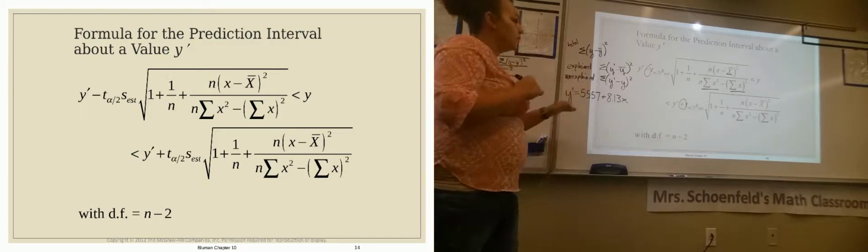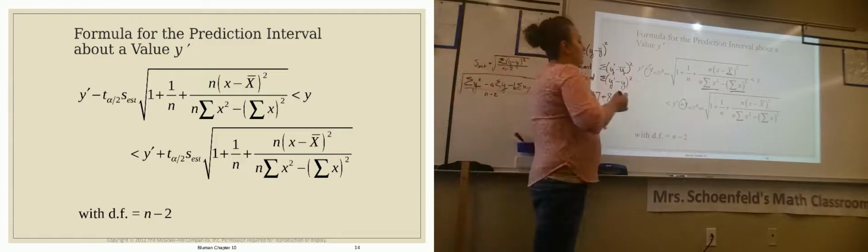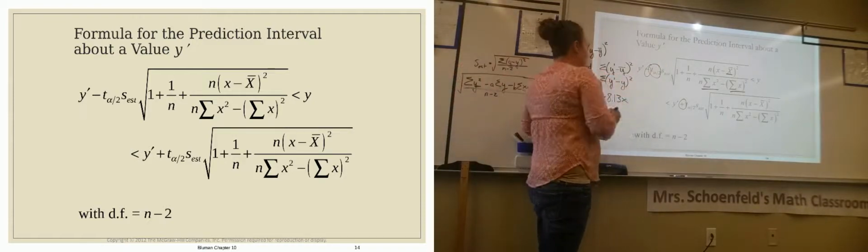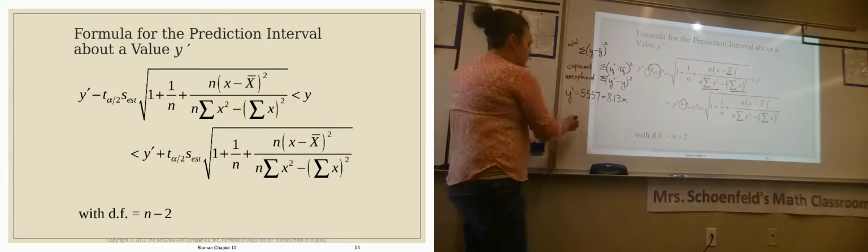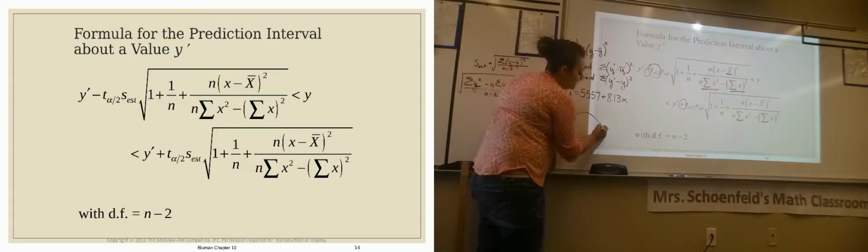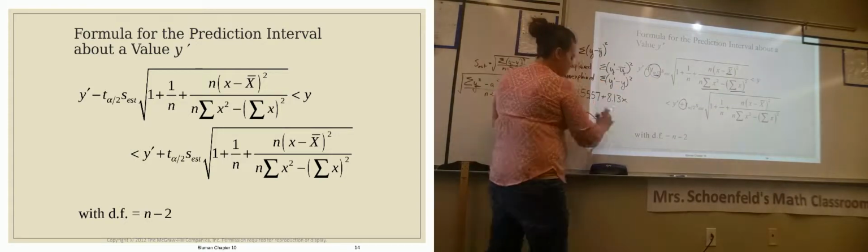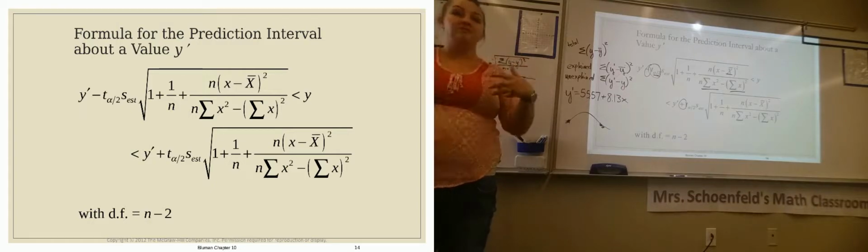Okay. So our y prime, that was still that prediction equation. Our t alpha over 2. Remember, we're using that t alpha over 2 when we have a two-tailed test. That's where the alpha over 2 part comes from, that it's two-tailed. And then the t-score was used when we usually did not know the population standard deviation.